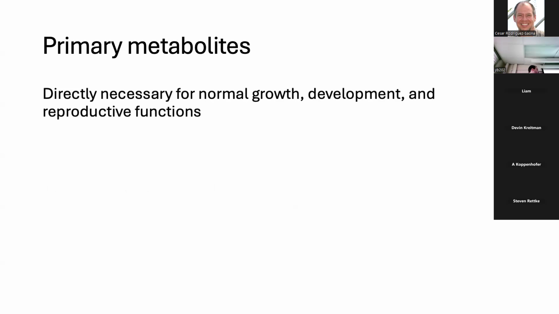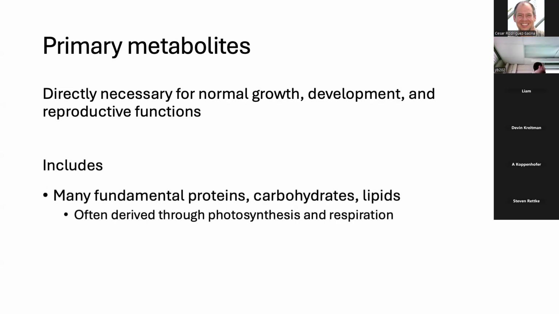These are any chemical within the plant that is directly necessary for normal growth, development, and reproductive functions of the plant, right? So this could include many of the fundamental proteins, carbohydrates, and lipids. Those are the three basic polymers for most of what goes on in the plant. And most of these compounds are derived through photosynthesis and respiration. And, you know, they include lots of amino acids, lots of sugars that build up the plant. And in the context of herbivores, they love them, right? That's what they eat. You know, they need those nutrients.